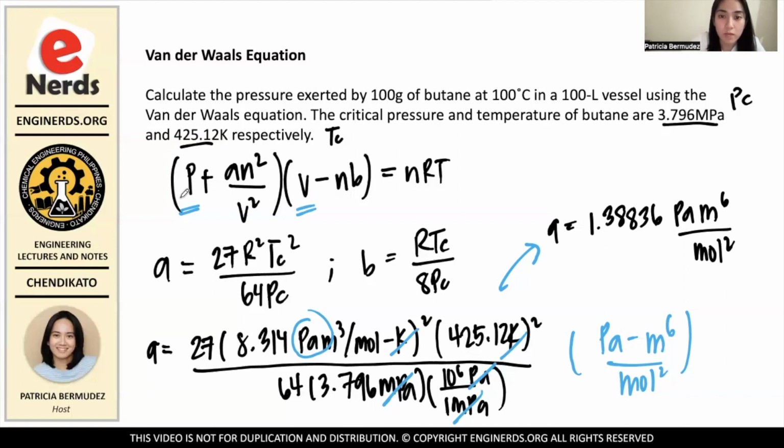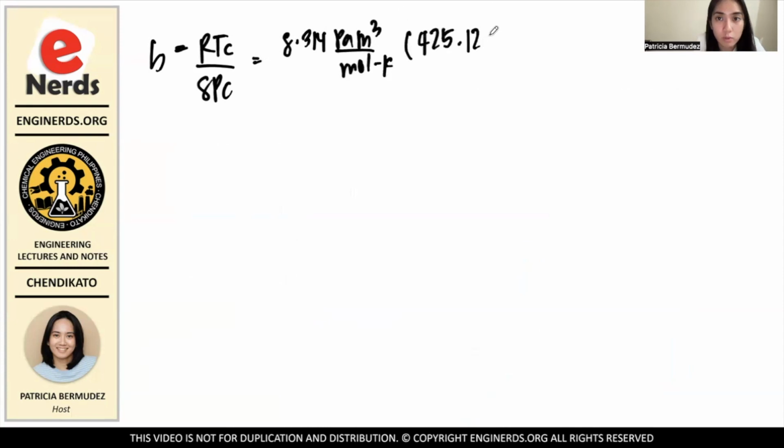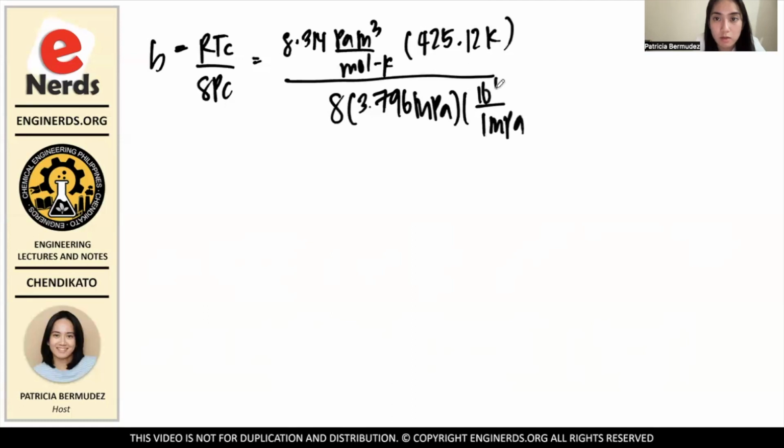Okay, so now let's look for b. So b is equal to R Tc over 8 Pc. So our R again is 8.314 Pascal meter cubed per mole per Kelvin. And then our Tc is 425.12 Kelvin over 8. And then our Pc is 3.796 megapascal. And again, we convert that into Pascal. So for every 1 megapascal, there's 10 raised to 6 Pascal. Let's see what will cancel here. The megapascal will cancel, and the Pascal here will cancel. Kelvin also, and what remains is meter cubed per mole. So our unit is meter cubed per mole.